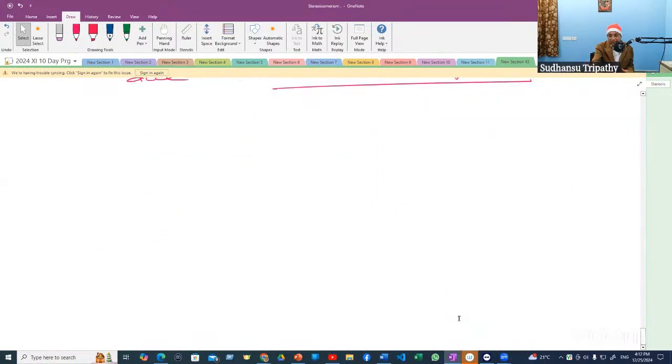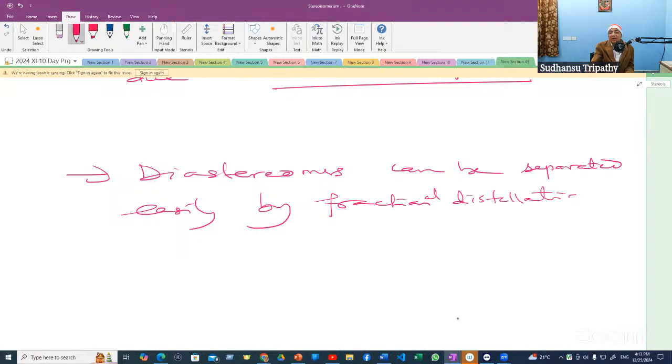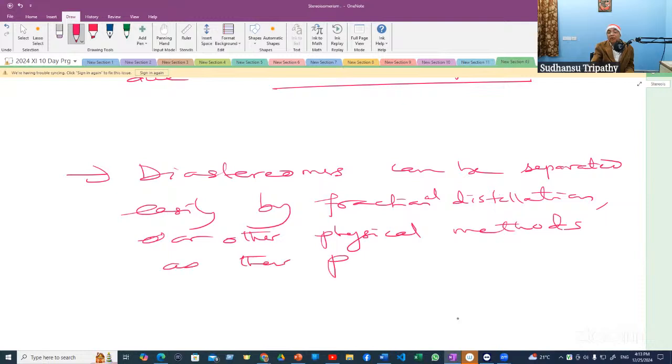Let me write down before I forget. Diastereomers. About diastereomers, we have learned in geometrical isomers. So far, we have not learned diastereomers, which are not mirror images, but they are optical isomers, though not mirror images. They are not planar. Geometrical isomers are mostly planar, at the site of the double bond at least. But this is sp3. Diastereomers can be separated easily by, supposing, fractional distillation, etc., or other physical methods, as their physical properties are different.